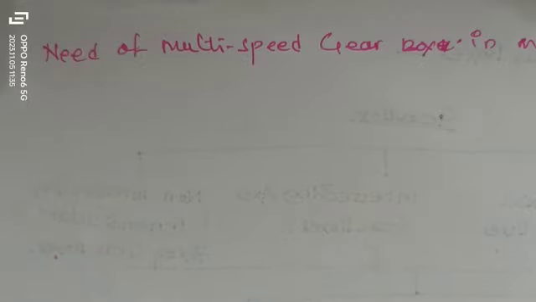In machine tools, different operations like turning, facing, drilling, boring, threading, and many more are required to be carried out on the workpieces. In order to optimize the tool life and the machining cost, each machining operation is carried out at a specific cutting speed. Therefore, different machining operations require different spindle speeds. However, the prime mover, which is an electric motor, operates at a single constant speed. Therefore, for obtaining a number of output speeds from a single input, the multi-speed gearbox is required in machine tools. So this is the basic need for multi-speed gearboxes in machine tools.